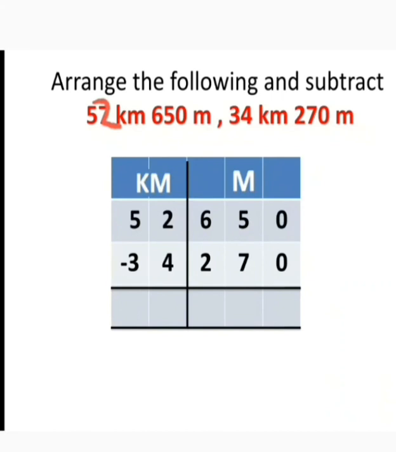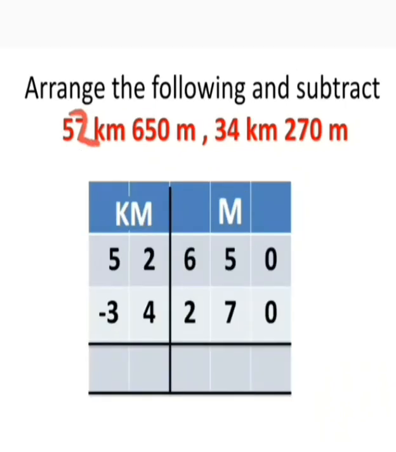Children, let us see one more question of subtraction. Here the question is, arrange the following and subtract. That means first we have to arrange these numbers and then we have to subtract them. As we know children, in subtraction we always subtract a smaller number from a greater number. So children, among these two groups of numbers, which one is greater? Yes children, 52 kilometer 650 meter is greater.